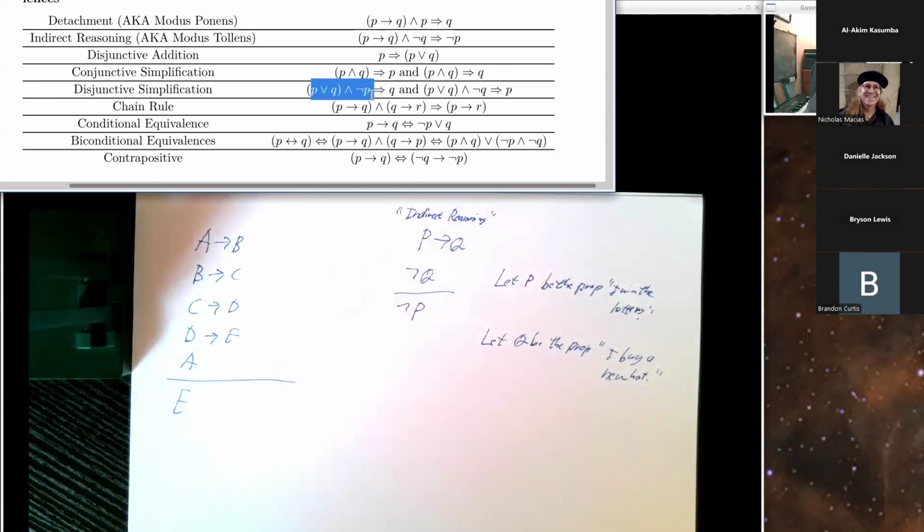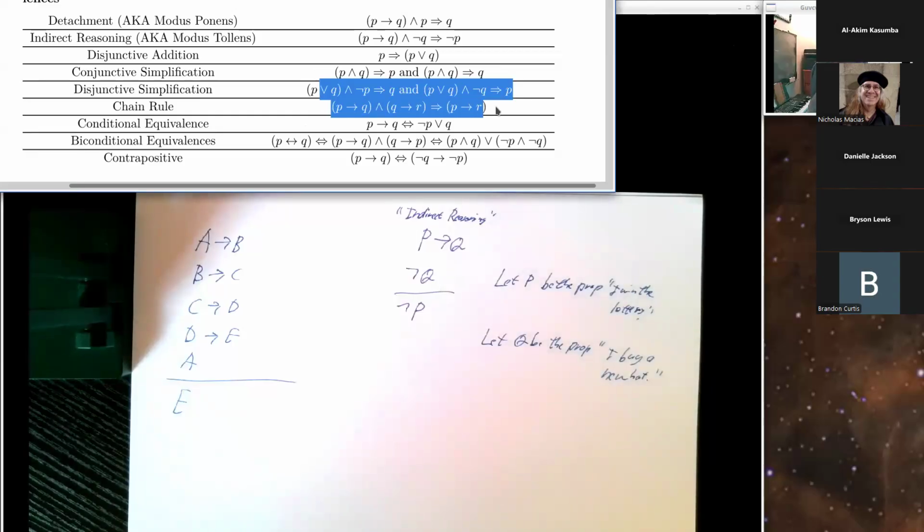Disjunctive simplification works kind of in the other direction. If it's Wednesday or it's sunny, and it's not Wednesday, it's got to be sunny. If it's Wednesday or it's sunny and it's not sunny, it's got to be Wednesday. So if you know that one of these things is true and the first one's not, the second one's got to be true. If you know one of these things is true and the second one is not, then the first one has to be true. So it's a simplification based on ors or disjunction.